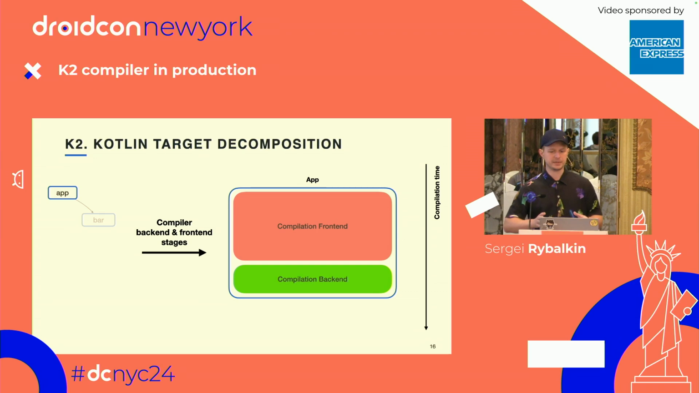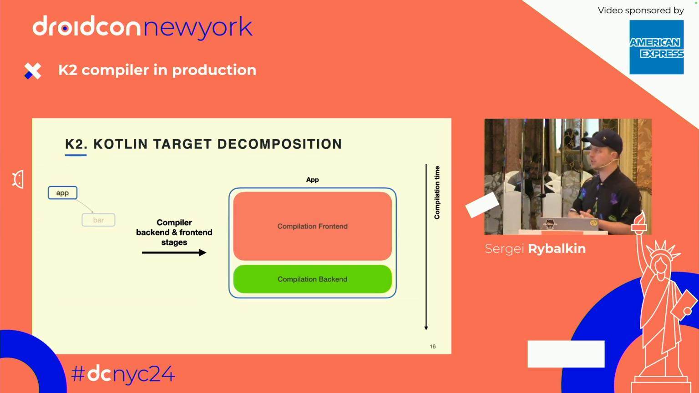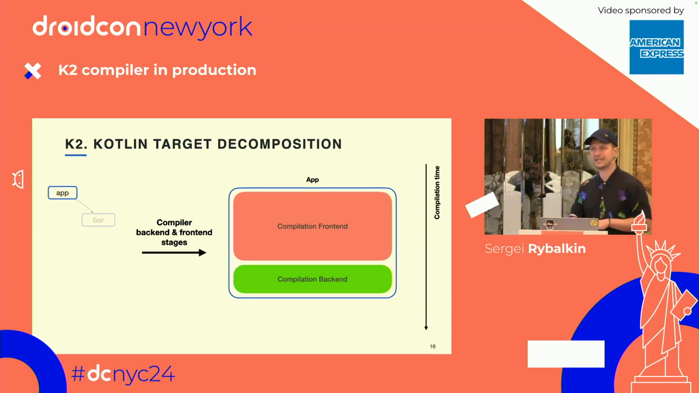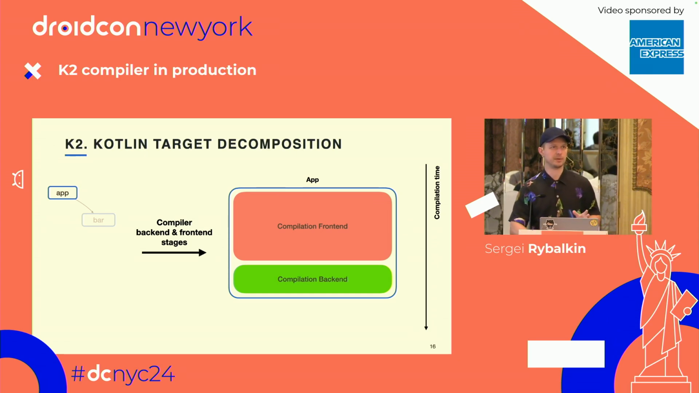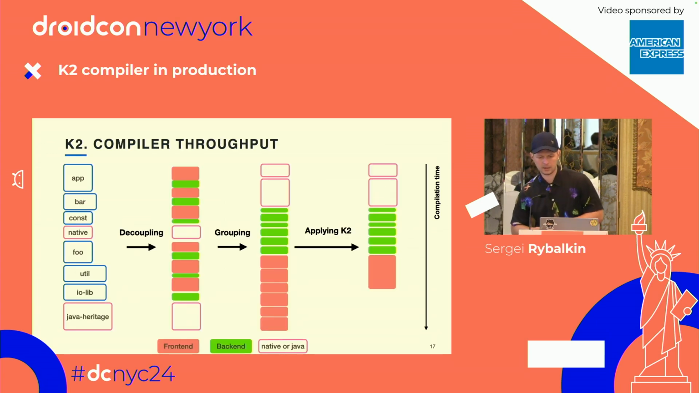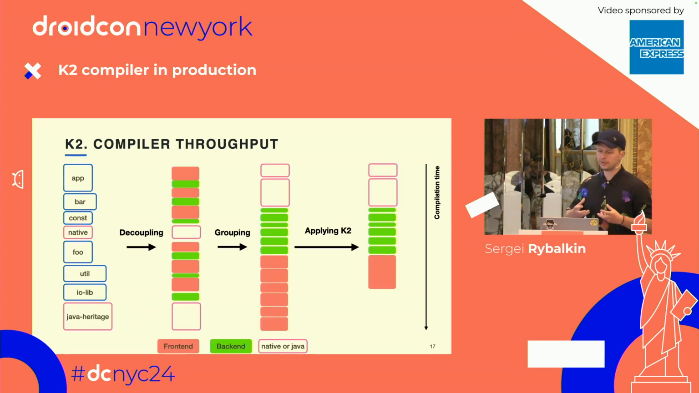If we split our builds into the stages of front-end and back-end, this is normally the picture you'll have. We are spending roughly 60 to 70, maybe 80% in the compilation front-end, and then we do something on the back-end. It obviously depends on the back-end you use, either JVM or JS, it could be different things. So if you look at the application we are building, mainly what you'll get is the compilation throughput picture.